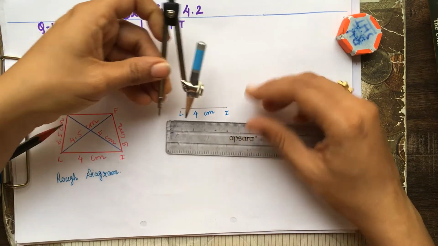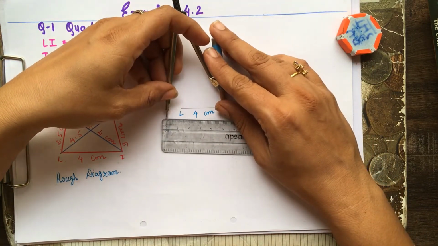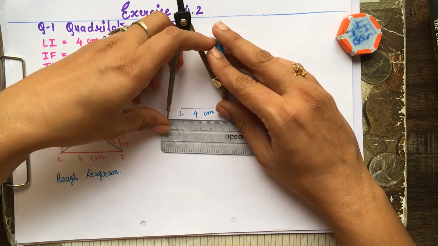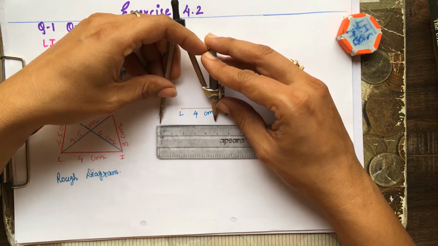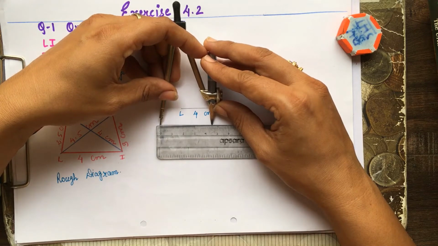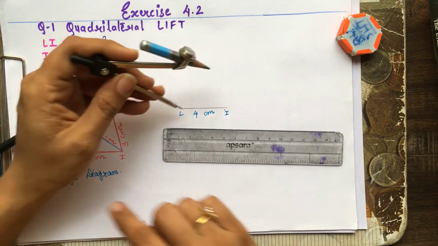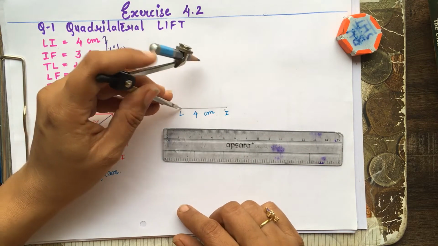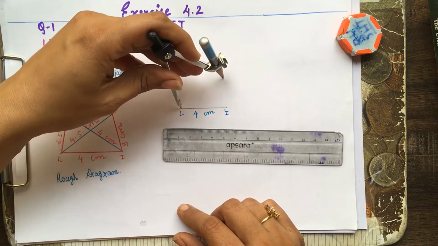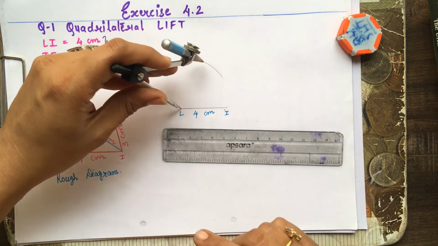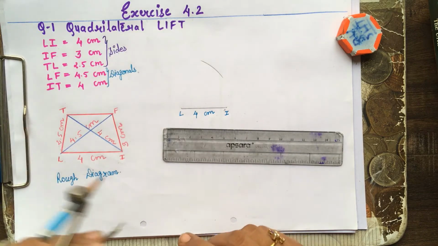So here this is 0 over here and this is 4.5 centimeter, you can see. So now taking L as center, I'll put an arc with the radius of 4.5 centimeter.